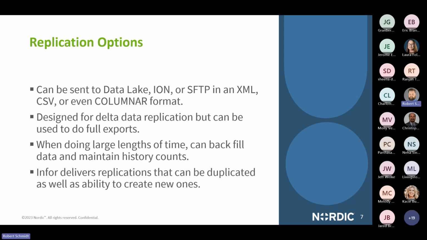So related to the replications themselves, Infor does deliver replications. They are initially set up in order to be sent to the data lake and utilize Ion, but you can set replications up to be sent out to an SFTP. And then you are allowed a few different options.